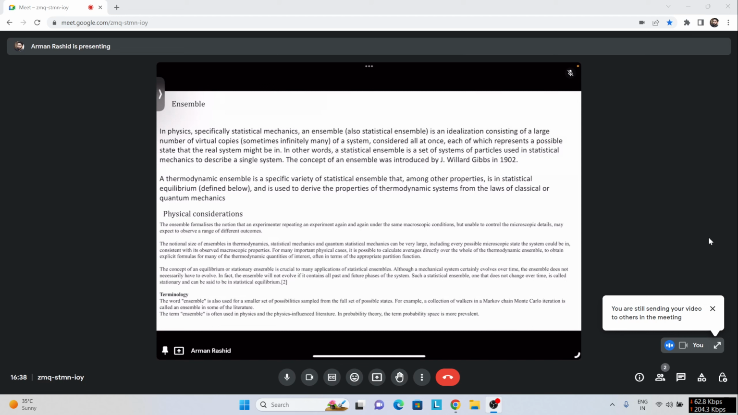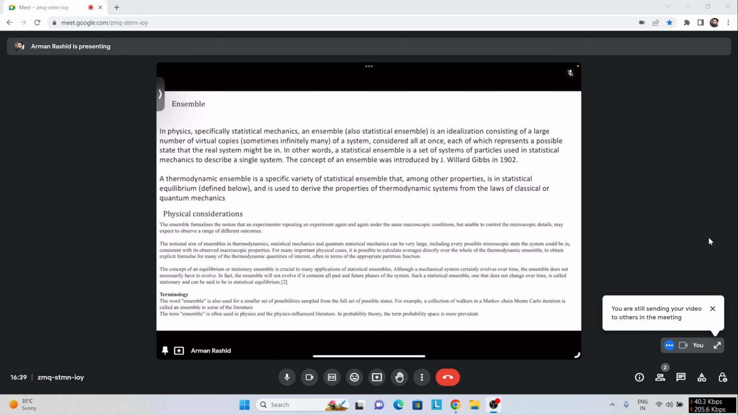Now there are statistical or stationary ensembles. Since an ensemble contains all the microstates that can be present at a particular thermodynamical state, it does not necessarily need to change. In fact, an ensemble will not evolve if it contains all the past and future phases of a system. If our ensemble contains all the possibilities, then it does not need to change, because it already contains everything. Such an ensemble which does not change with time is called a stationary ensemble and is said to be in statistical equilibrium.